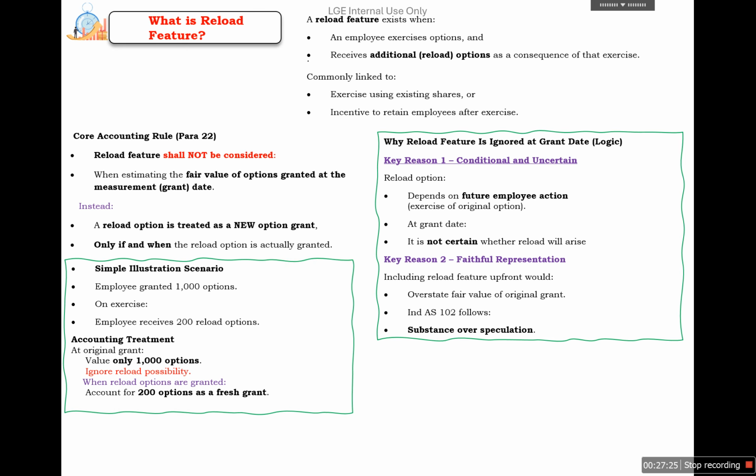For example, an employee is granted 1000 options. On exercise, he will receive 2000 reload options also. So for the accounting treatment at the original date, we will consider only the original option and we will ignore the reload possibility. When reload options are granted, we will account for them as a fresh grant.